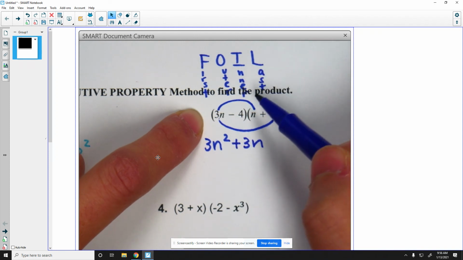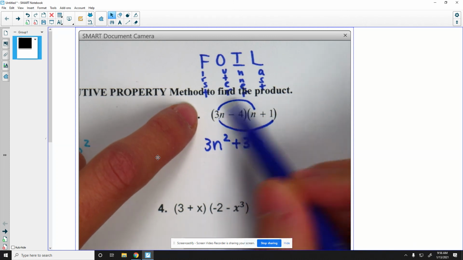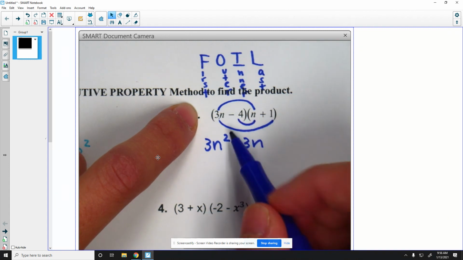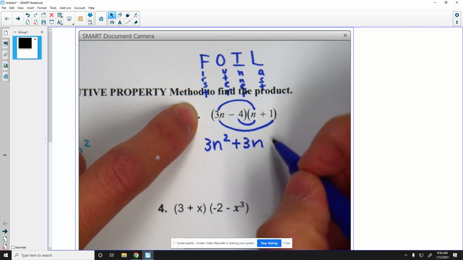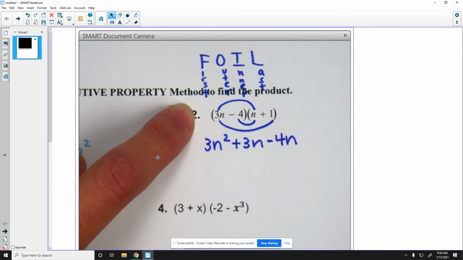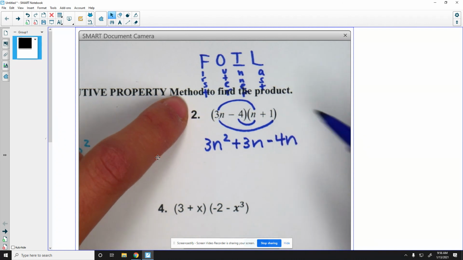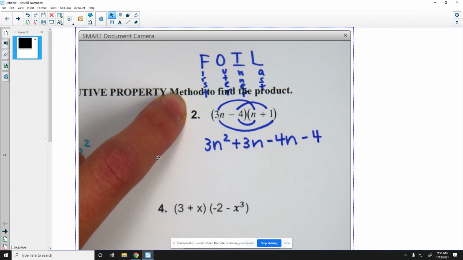Now I stands for inner. Inner means what 2 things are on the insides of this big parentheses? -4 and n. Remember, this is a -4, right? Not a positive. So -4 times n is just -4n. And then you have last. So what are the last terms in each parentheses? -4 and 1. Yeah, so what's -4 times 1? -4, because you have to multiply.